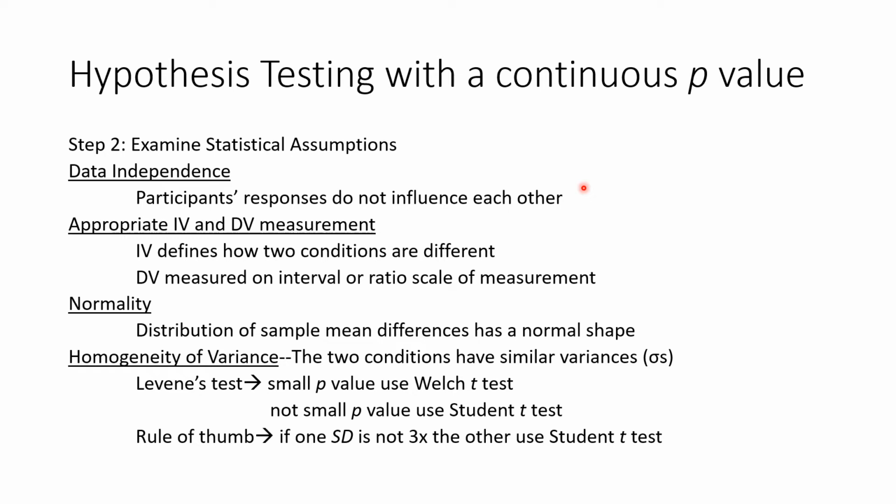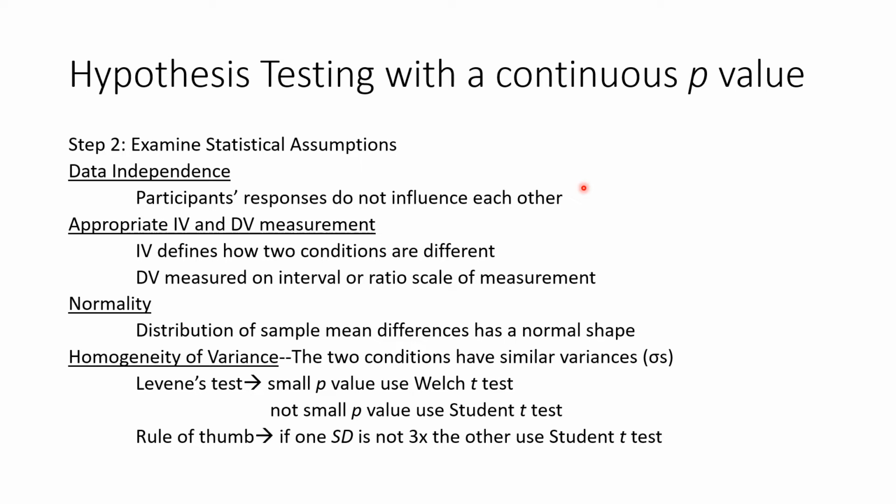Normality, of course, deals with the central limit theorem. It is the assumption that the distribution of sample mean differences has a normal shape. And of course, that will happen if either of two conditions has been met. If the population of mean differences between these two conditions has a normal shape, then the distribution of sample means will have a normal shape. And that's what's going to be the case here. We have good reason to believe that the population would have a normal shape when it comes to mean differences.